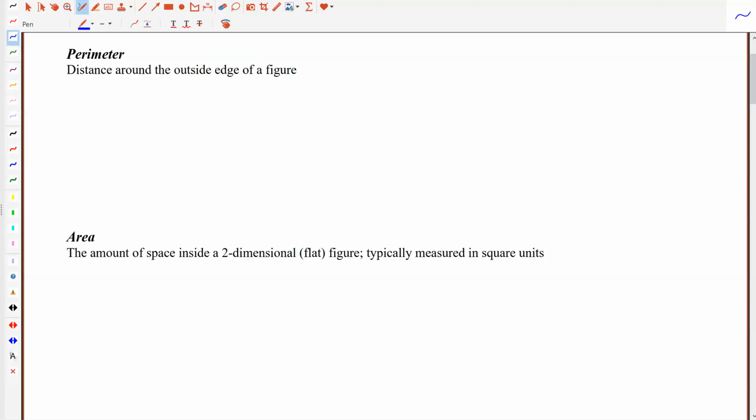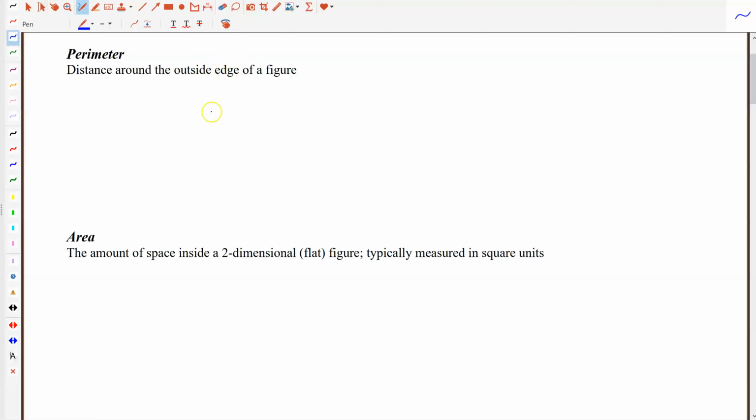Let's talk a little bit about the concept of area. But before we do that, we'll review perimeter, because perimeter is a related geometric idea and it's often confused with area. So the perimeter is the distance around the outside edge of a figure.